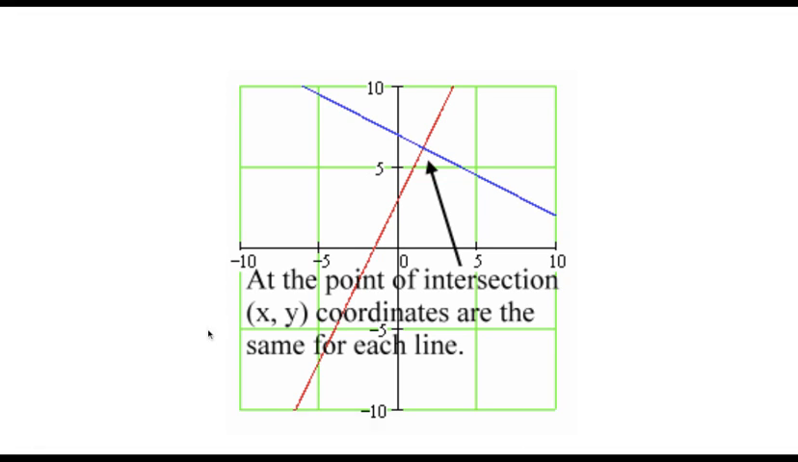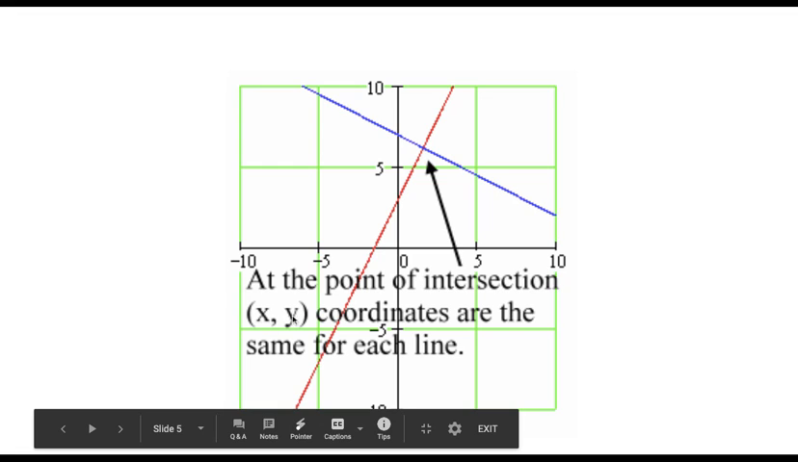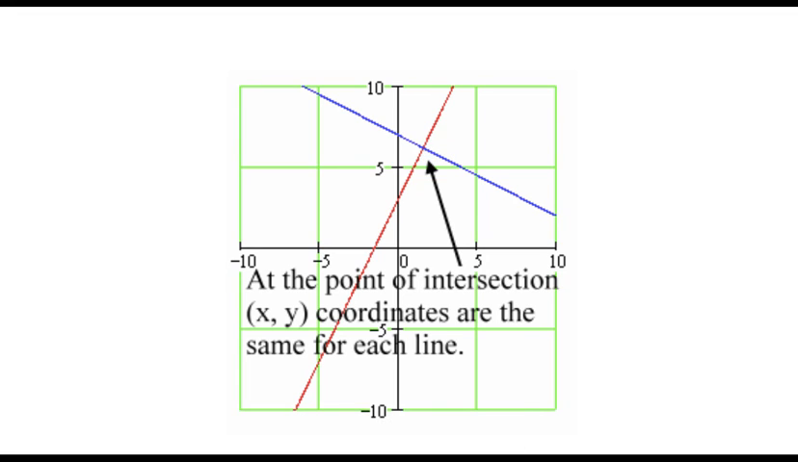And these are written as coordinates. So the x coordinate first and then the y coordinate. And these are going to be the same for each line because it's the exact same spot that they both meet. So let's go through a few examples.